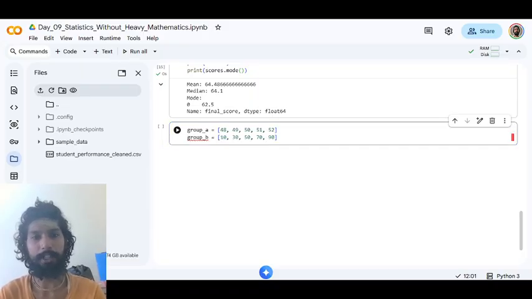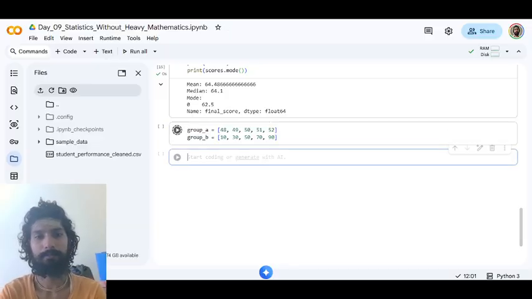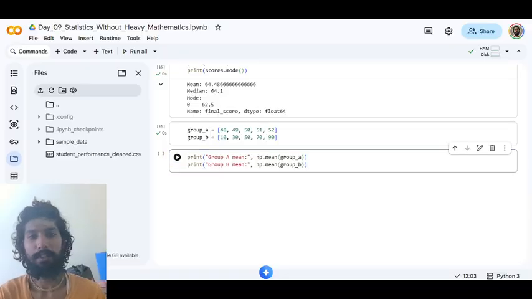Group A equal to 48, 49, 50, 51, 52. And group B equal to 10, 30, 50, 70, 90. Let us calculate their means. Before running this cell, predict the results. Both groups are centered around 50. Run the cell.